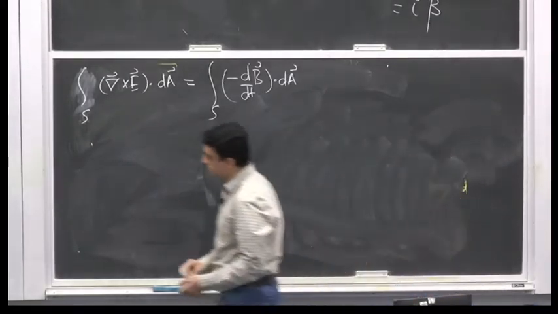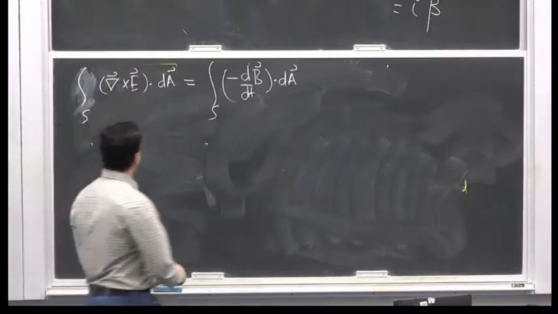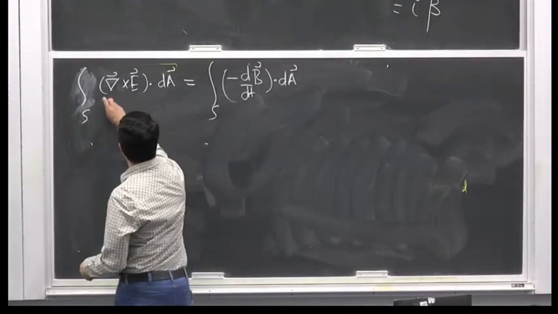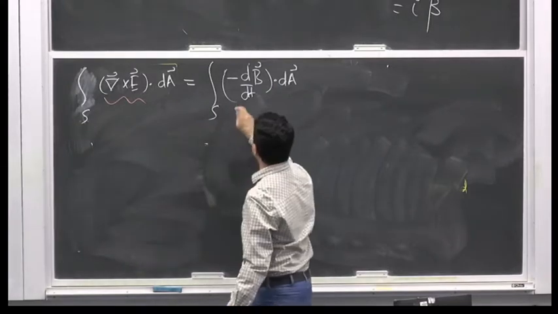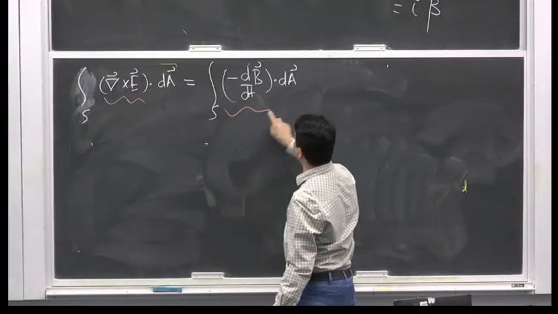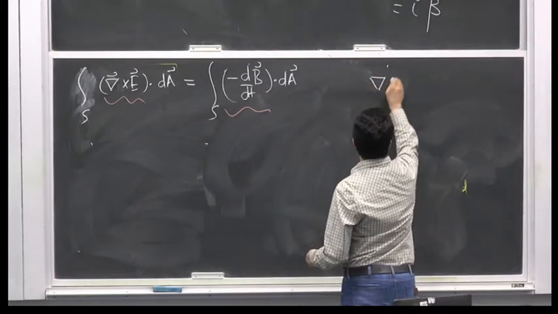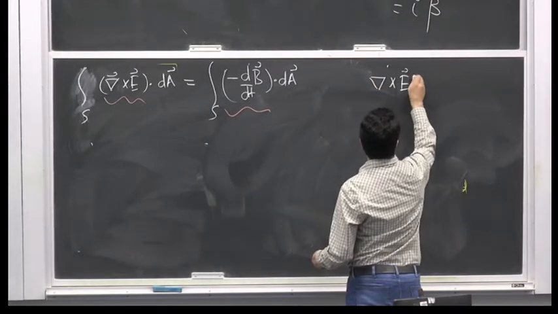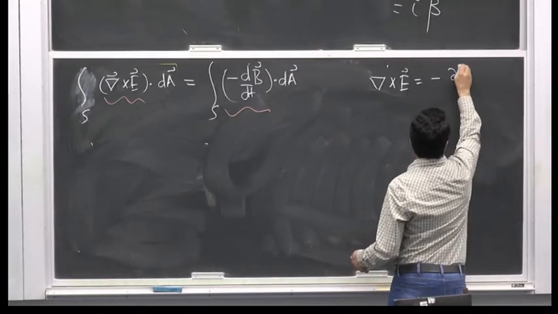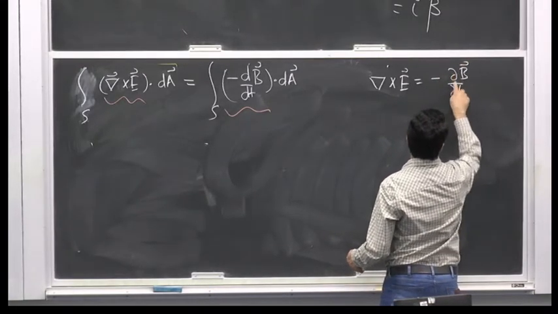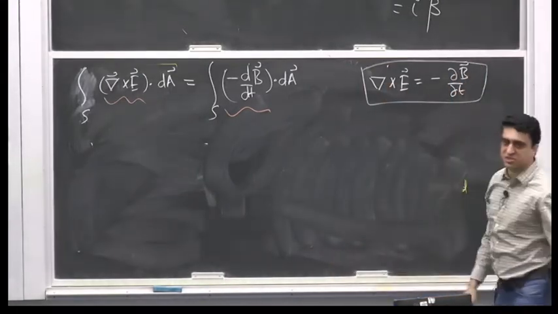So what I have done is take d by dt inside the integral. So what you have is this thing dotted with dA over a surface S, and here you have this thing dotted with dA over a surface S. It tells you that del cross E equals minus dB by dt. So I'm writing del by del t in case B is also a function of position.